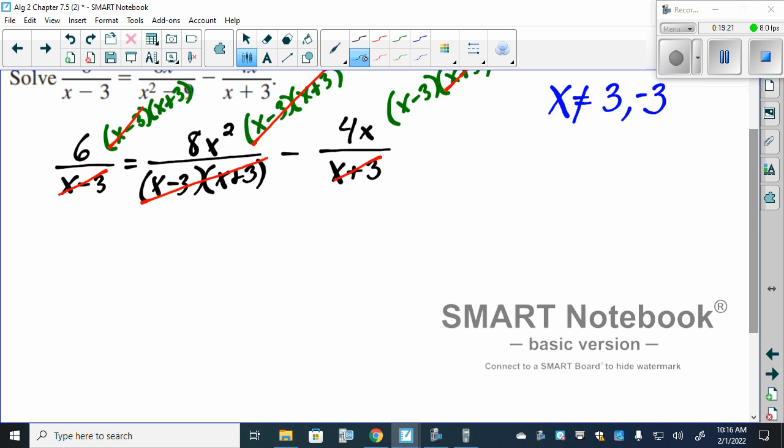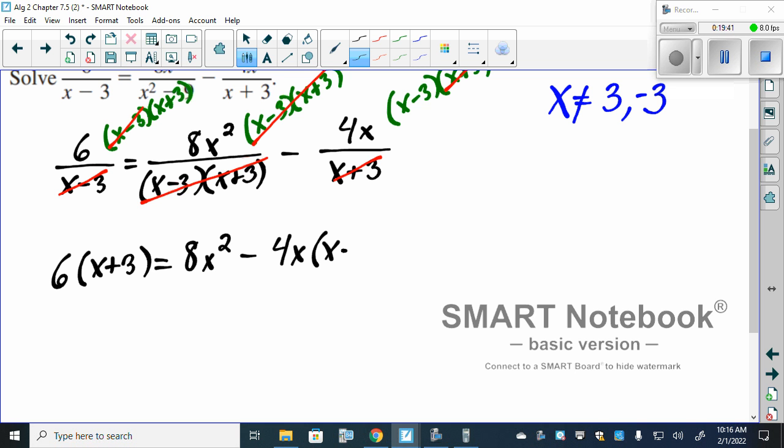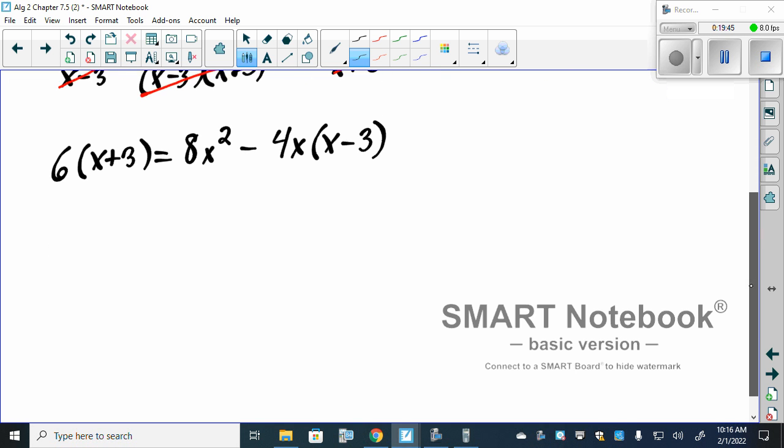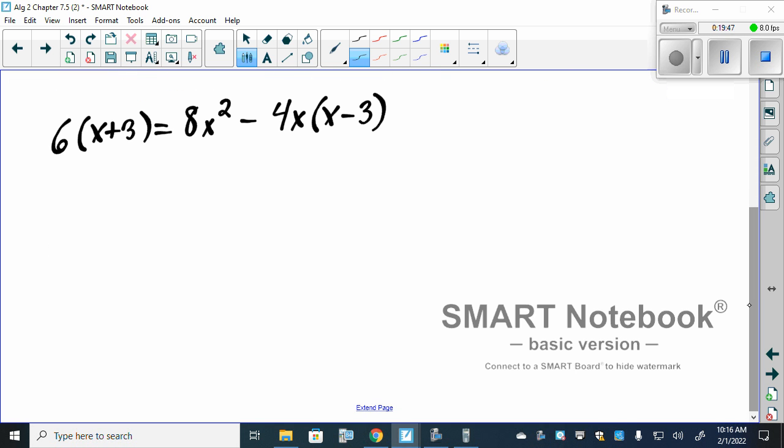Which leaves us with 6 times x plus 3 is equal to 8x squared, because the middle term, the denominator, is everything simplified out except for the 8x squared, minus 4x times x minus 3. Any questions on how we got to this point here?